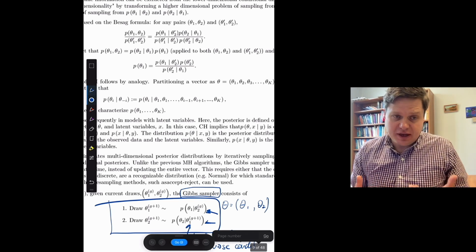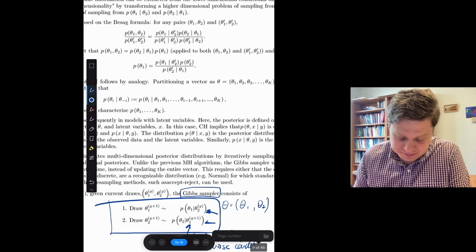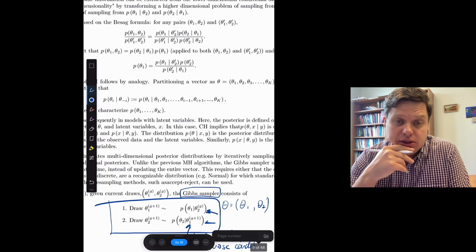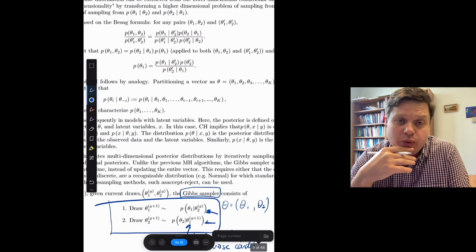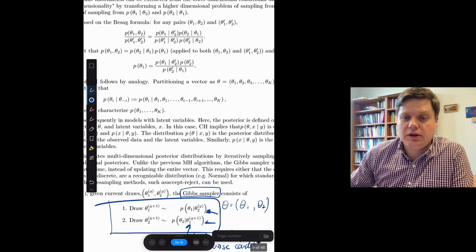There are some specific cases where it can be done, and when it can be done, Gibbs sampling is very effective. But in the case of neural networks, for example, we cannot calculate those conditionals. And in the case of neural networks, we have to use Metropolis-Hastings algorithms to calculate the posteriors.